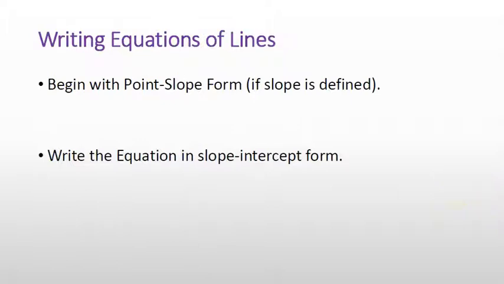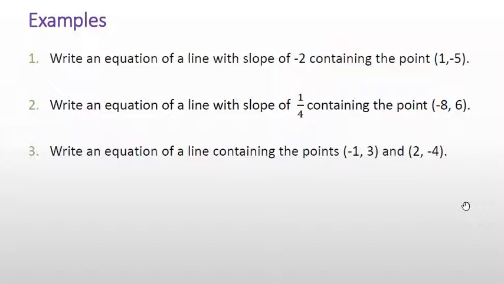When we're writing equations of lines, we're going to first begin with the point-slope form if the slope is defined. Because for that point-slope form, we need the slope and we need any point. Once we have that point-slope form, we're just going to rearrange it to write the equation in slope-intercept form, that y equals mx plus b form. Let's use that for the examples that you see on the slide here.